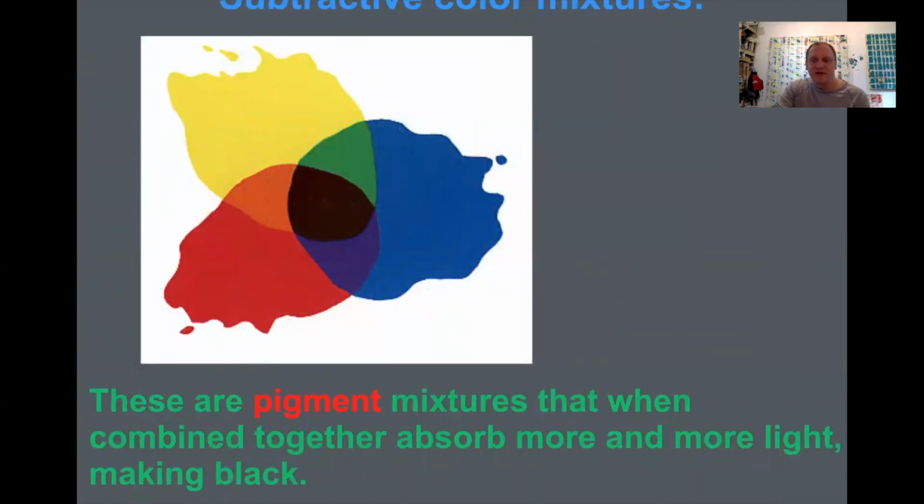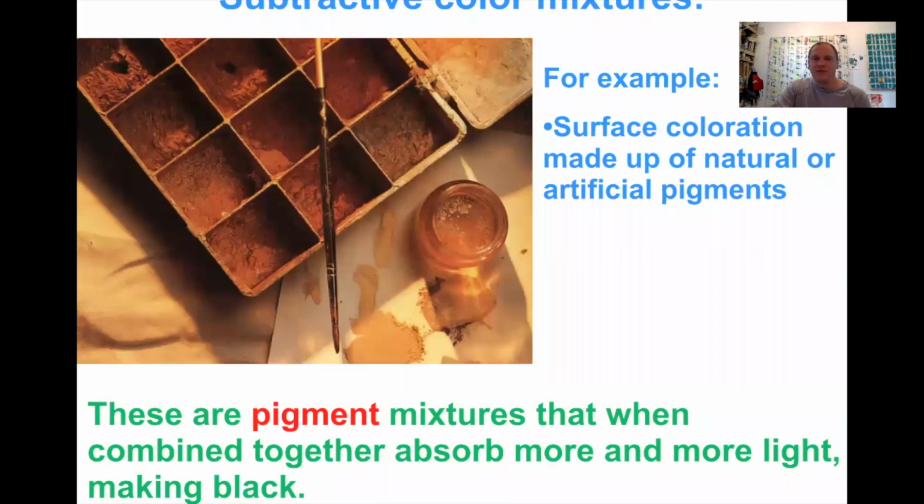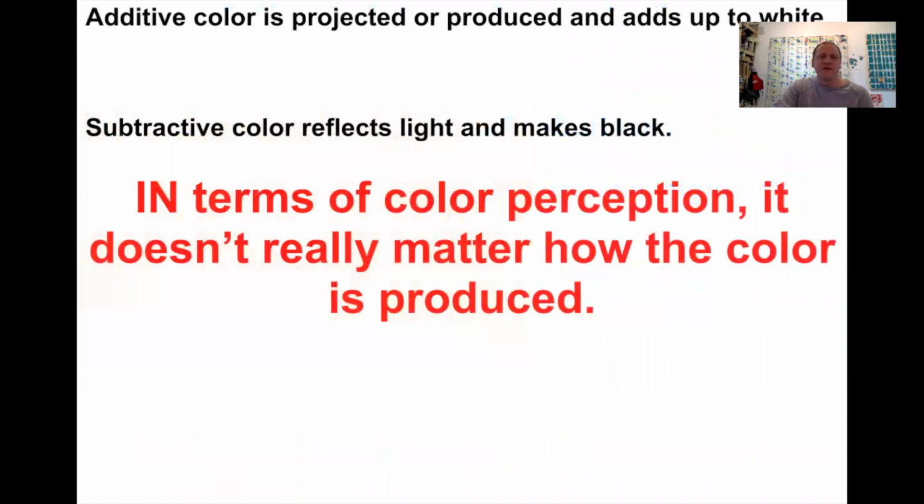Subtractive, on the other hand, is just like the example of that red cushion that we saw earlier. Pigment mixtures that absorb light and bounce other wavelengths back at you. If you absorb all the light, again, you get black. So examples being surface coloration, paints, dyes, natural pigment. So additive color is projected and adds up to white. Subtractive color reflects light and makes black.